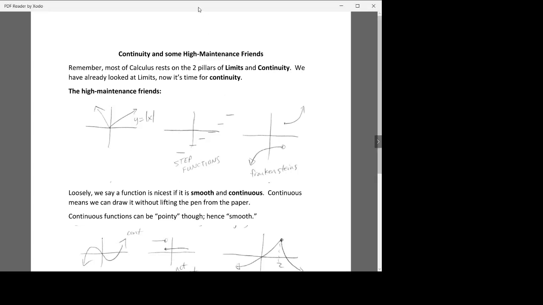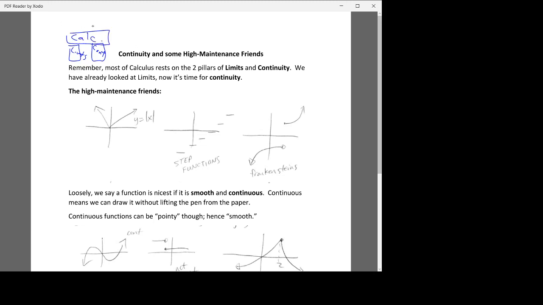In this lesson, we'll look at continuity and some high maintenance friends. And by friends, I mean functions we can use in the real world to model physical behaviors. So remember, two pillars of calculus are limits, it's like Stonehenge, and continuity. And we rest calculus on those two.